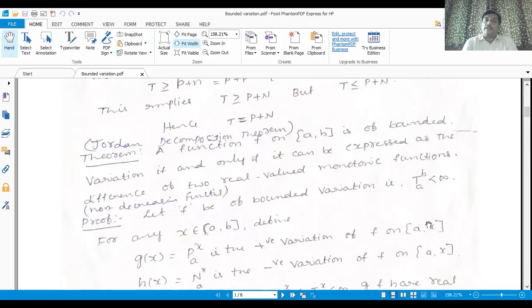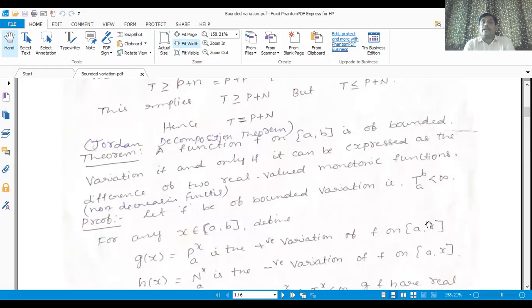This we proved in the last class, and also we proved the Jordan decomposition theorem. What does the Jordan decomposition theorem tell? A function f on a closed interval [a, b] is of bounded variation if and only if it can be expressed as the difference of two real valued monotonic functions. You know that already.